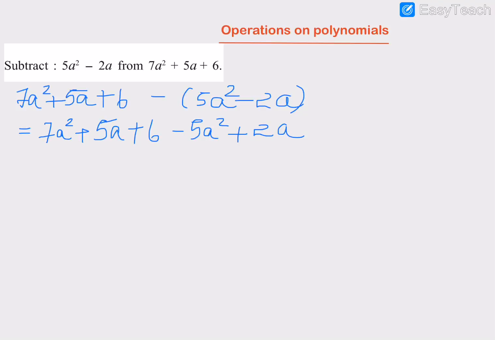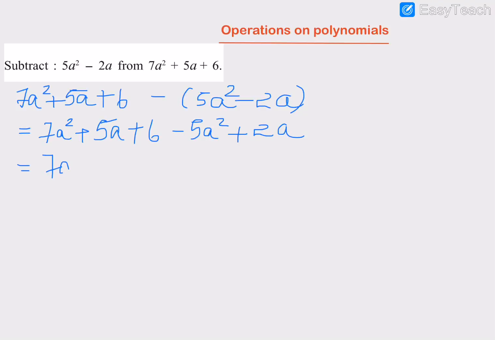We can add and subtract the like terms. Here the like terms are 7a square and 5a square. We can add and subtract between them, but we cannot add or subtract between unlike terms. We cannot do anything between 7a square and 5a, since a square and a are the variables in those algebraic terms. We can only do addition and subtraction between like terms.